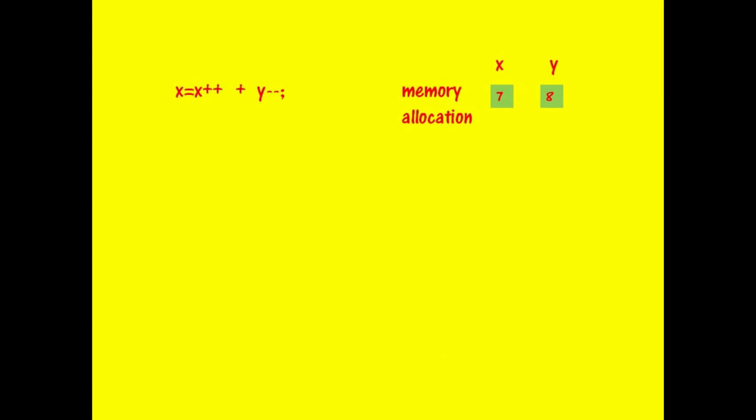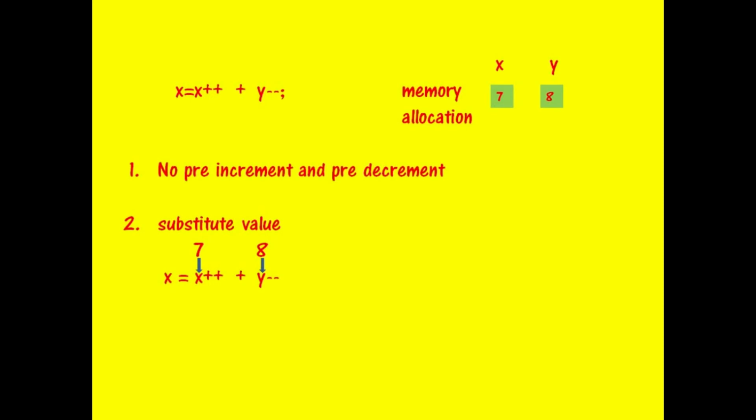First step, any pre-increment or pre-decrement. So here in this expression, there is no pre-increment or pre-decrement. Just no use of this step. Directly go to second step. Second step, substitute the value. Substitute the value of x and y. x value is 7 and y value is 8.